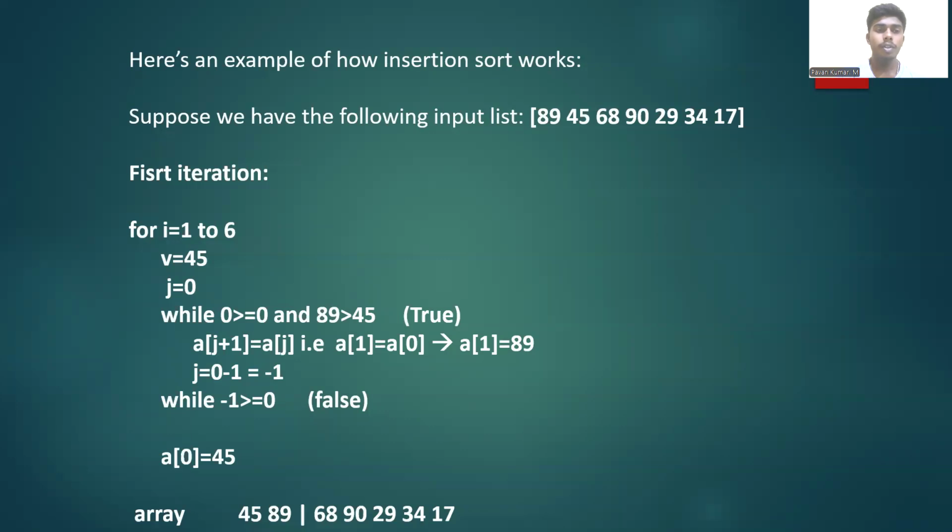First iteration, for i equal to 1 to 6, v will be 45 and j will be 0. While 0 is greater than or equal to 0 and 89 is greater than 45, it's true. While minus 1 is greater than or equal to 0, it's false. So A of 0 will be equal to 45. In the array list, 45 and 89 will be separated from the list.